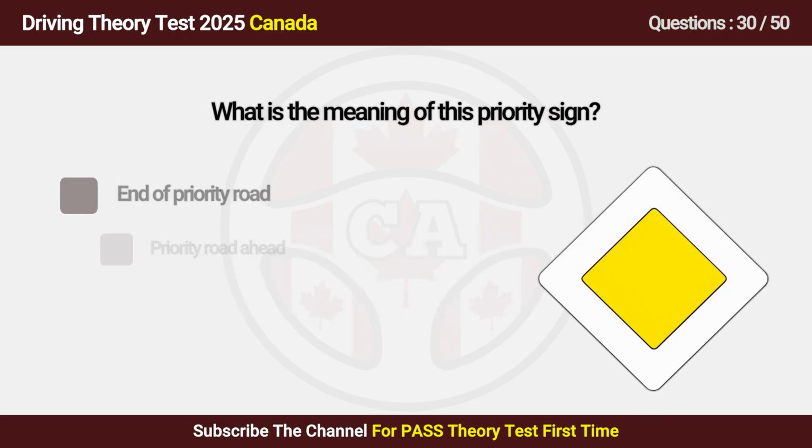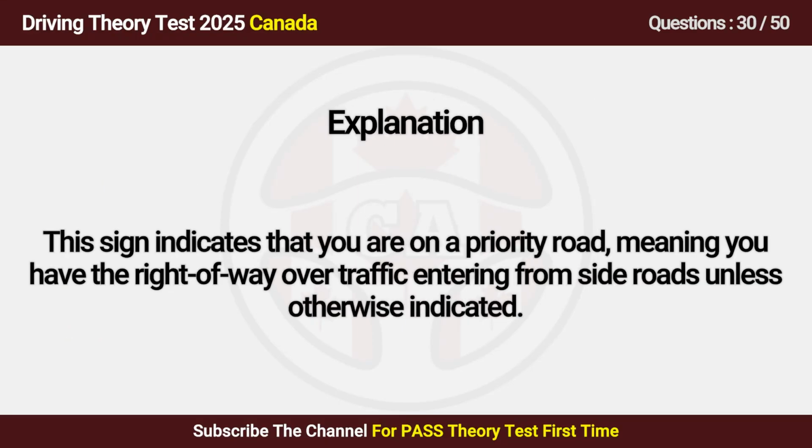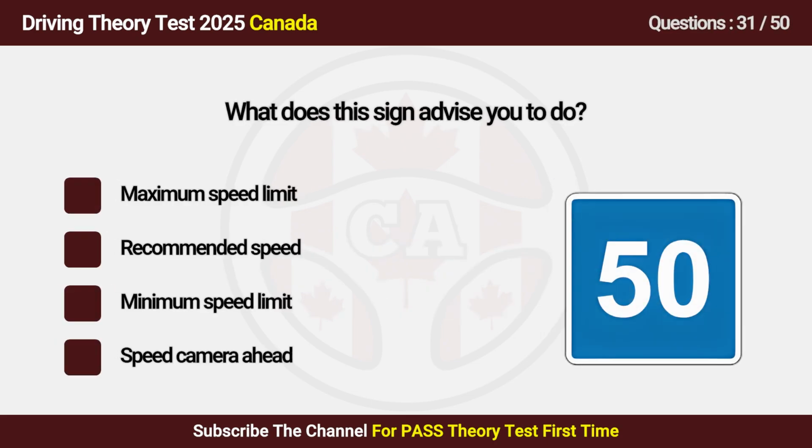Question 30. What is the meaning of this priority sign? A. End of priority road. B. Priority road ahead. C. Yield to oncoming traffic. D. Stop sign ahead. Answers is B. Priority road ahead. This sign indicates that you are on a priority road, meaning you have the right of way over traffic entering from side roads unless otherwise indicated.